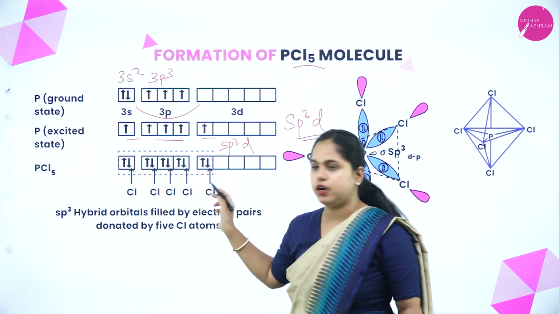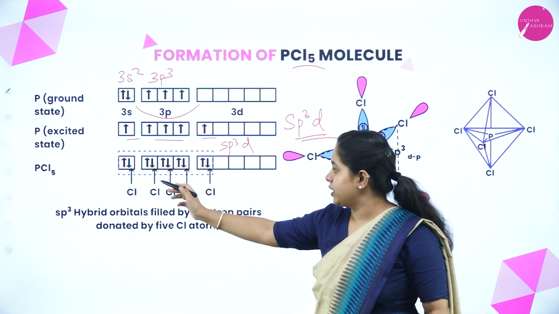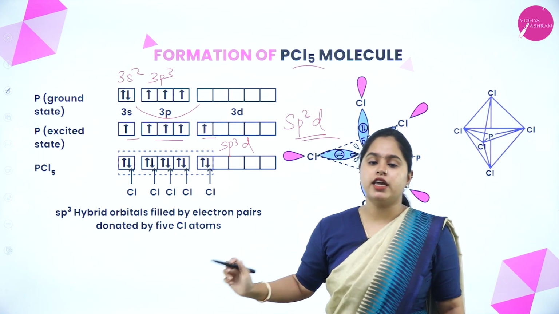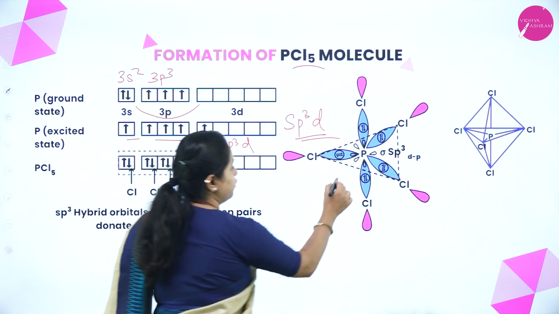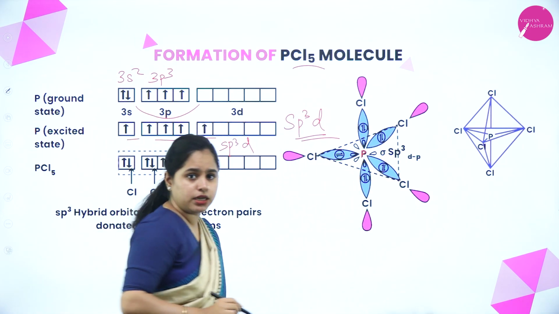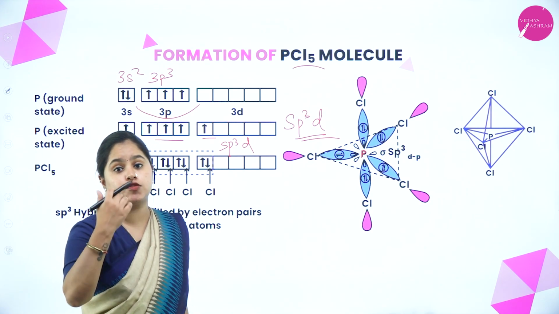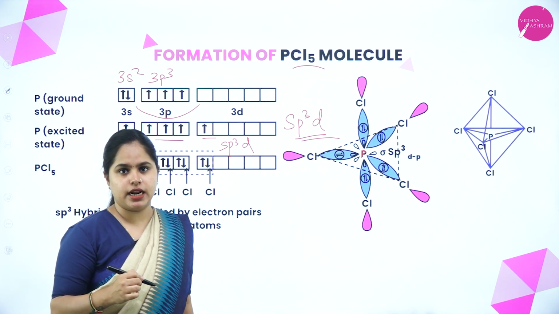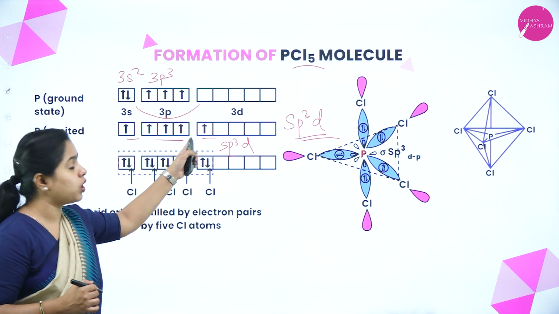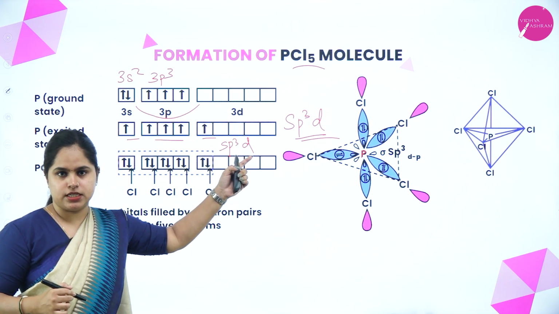Now these hybrid orbitals bind with the chlorine atoms. As you can see here, now it binds with the 5 chlorine atoms. In the diagram also you can see the phosphorus is in the center, and it is forming 5 sp3d hybrid orbitals. So in this case, even a d orbital is taking part in hybridization, one of the d orbitals.